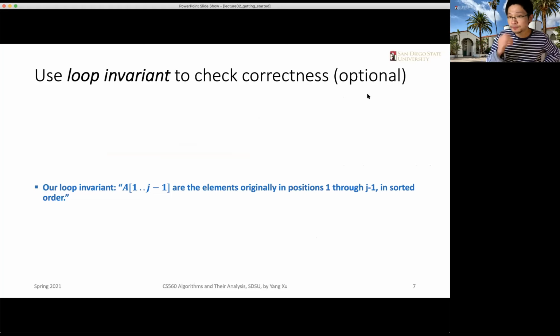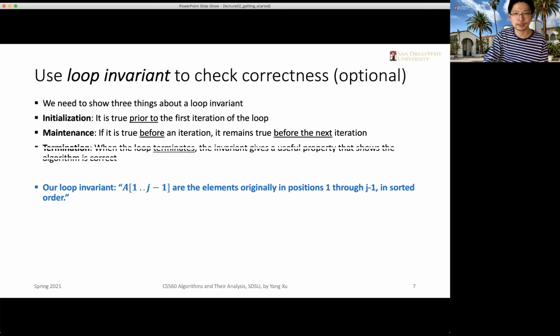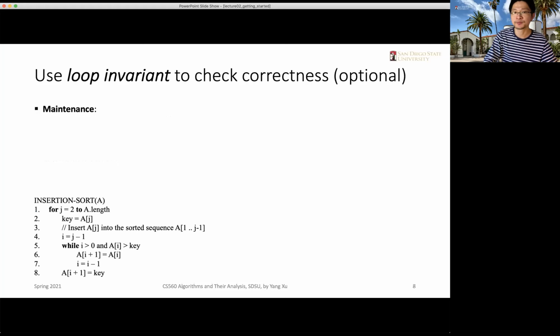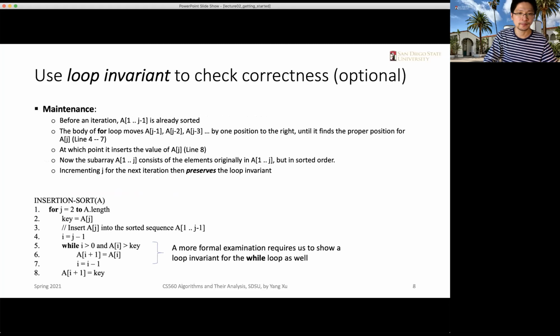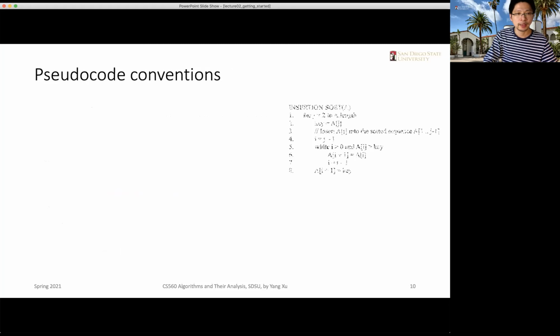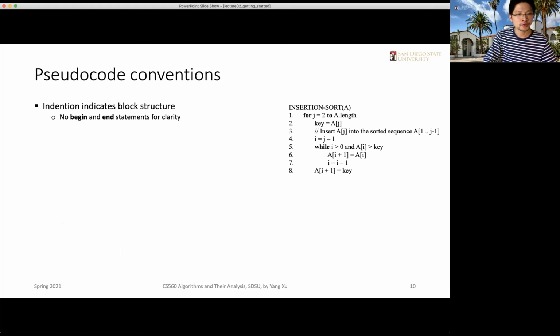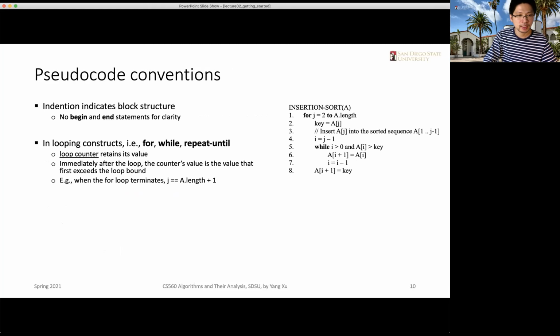Okay, but I'm gonna skip the loop invariant analysis for now. First of all, it's optional to this course. It's a very strict technique to prove that an algorithm is correct, which is not required by the course. But if we have time in Thursday's class, we can do this after we are done with the time analysis. I think we care more about running time efficiency, right? All right. And pseudocode conventions. Yeah, let's start from here.